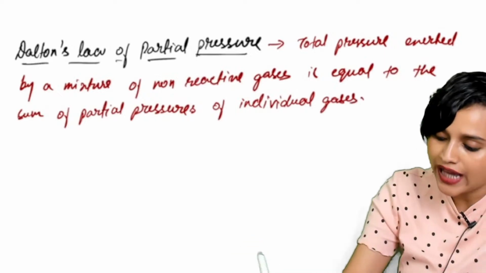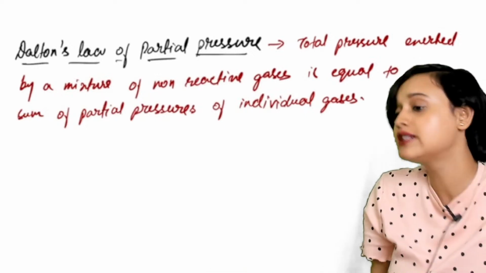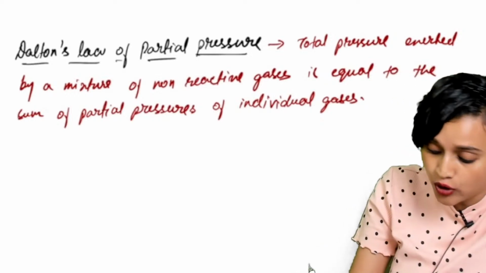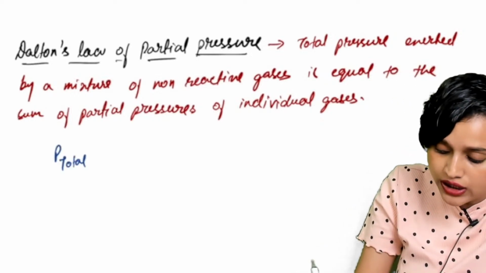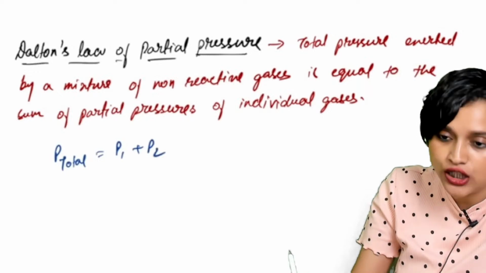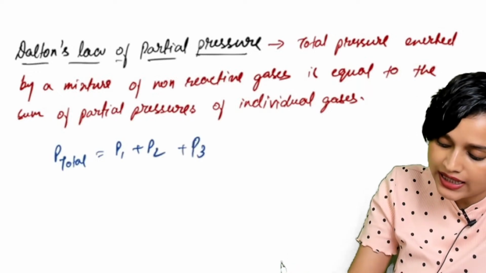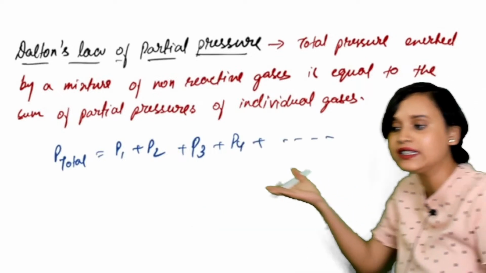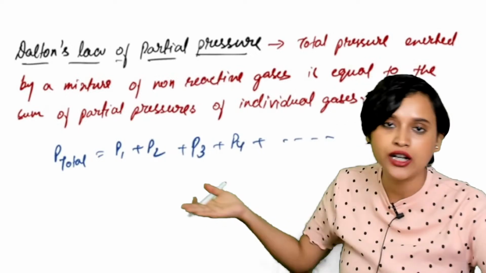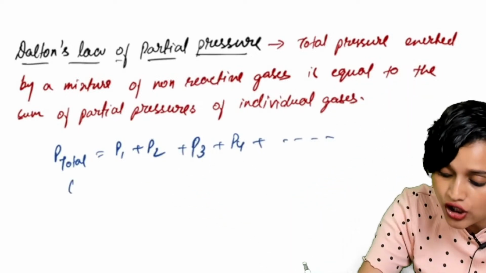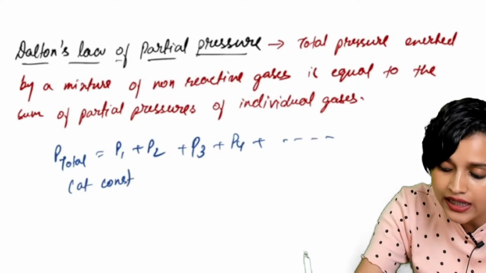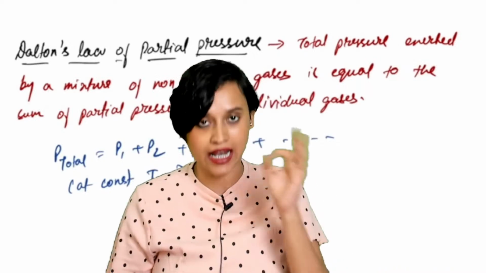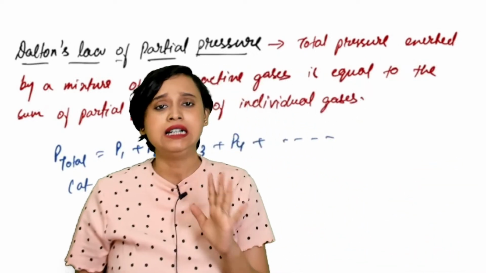All right. So how am I going to write it down in a numerical manner, in the manner of an equation? I'm going to write it as P total is equal to P1 plus P2 plus P3. Let's say that we have 3 or 4 gases here, so it will keep going on and on like this. But at what temperature? This will be at constant temperature and volume, my dear students. At constant T and V, we will have this.